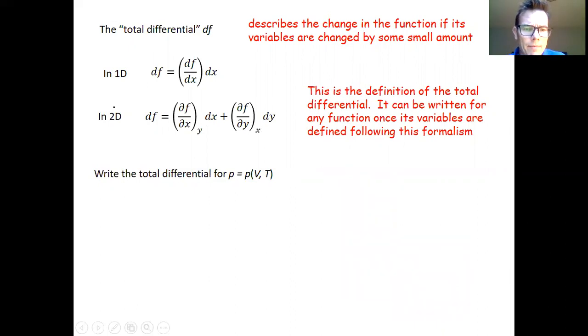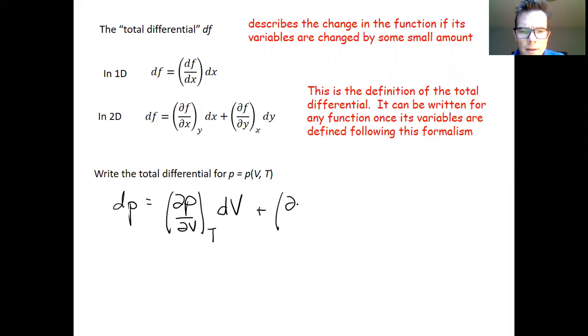All right, in order to do this, all you do is follow this formalism. dp, the change in p, equals the slope with respect to one variable. So I'm going to do v first. It's the change in p with respect to v at constant t times dv. So this is the slope with respect to v times the change in v, plus the slope with respect to temperature when volume is constant times dt. I can write that by definition for any function I want.